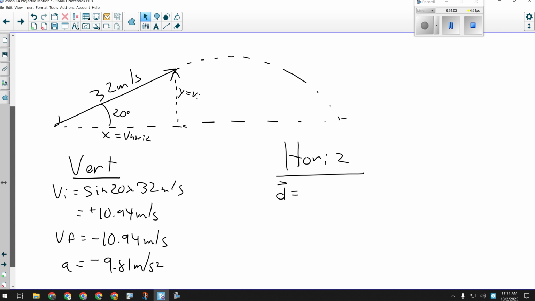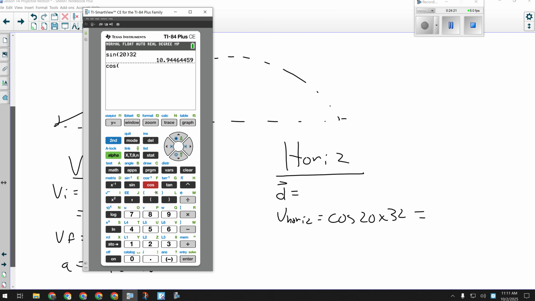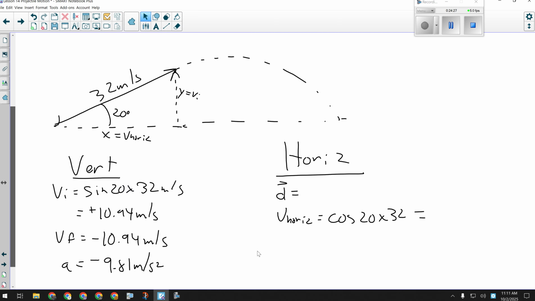I'm trying to find the horizontal displacement. I can calculate the horizontal component right now because I know it's the X component of the launch velocity. That'll be the cosine of 20 degrees times 32, so 30.07 meters per second. If I'm going to get the horizontal displacement, I need to know how long this thing is flying for. I can calculate that with my vertical information because I have VI, VF, and A.